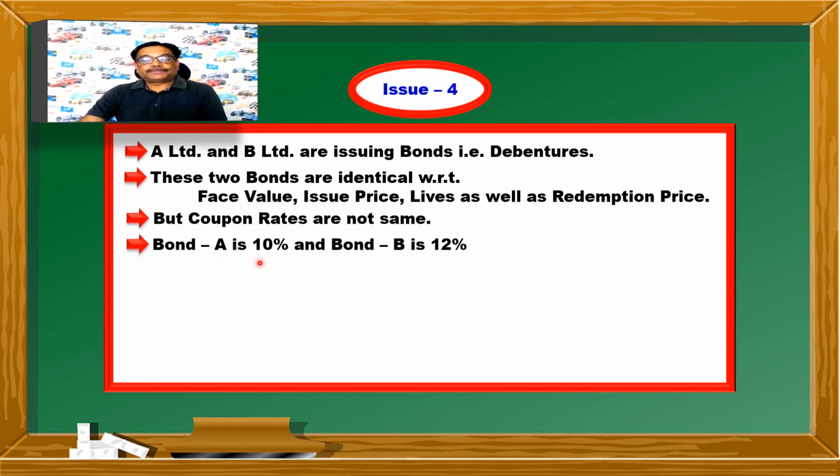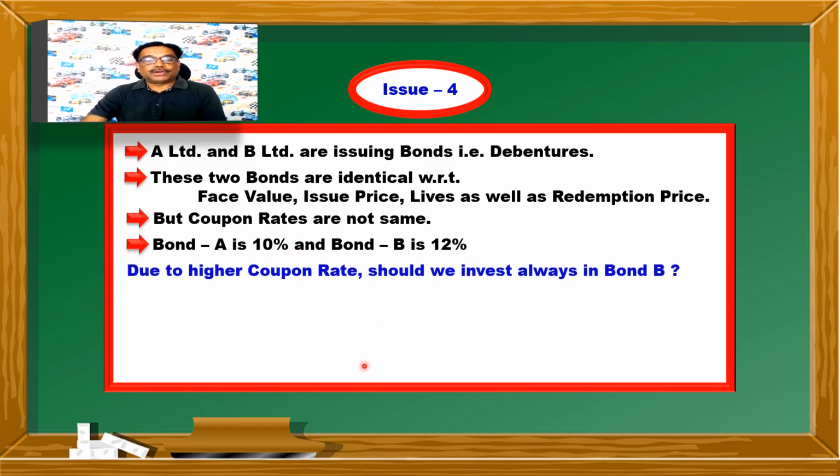Bond A is 10% coupon rate. Bond B is 12% coupon rate. That means if we buy the bond A, 10% interest we would earn. If we invest in bond B, 12% interest we would earn. Now the question is, due to higher coupon rate, should we invest always in bond B? Apparently looking yes, but the answer would be no.